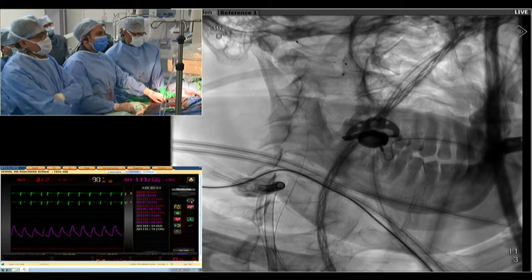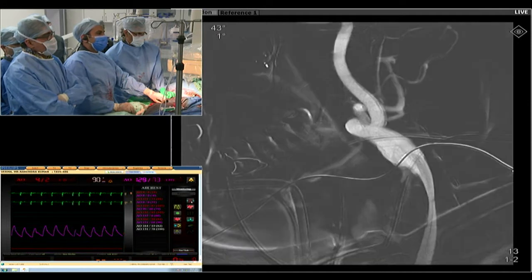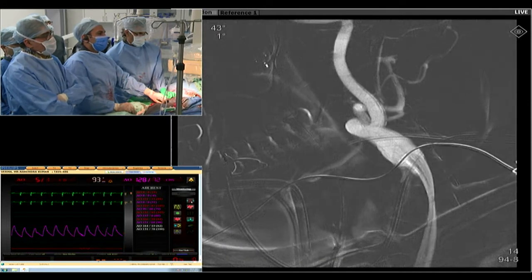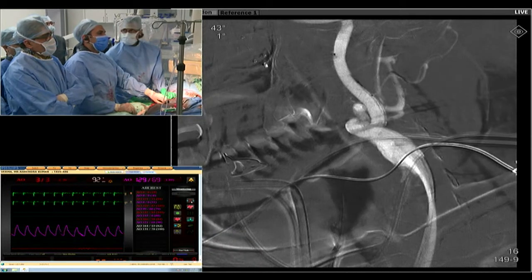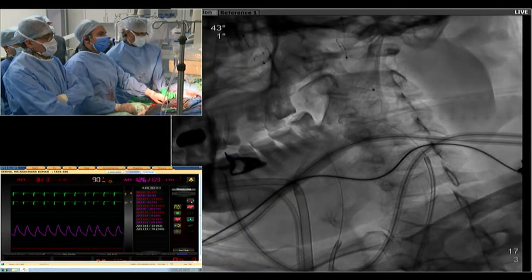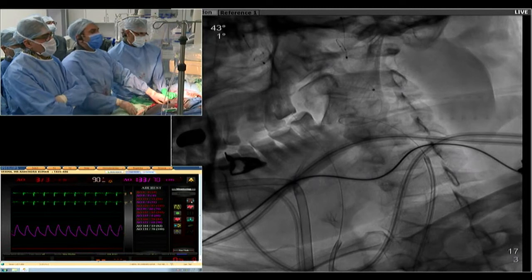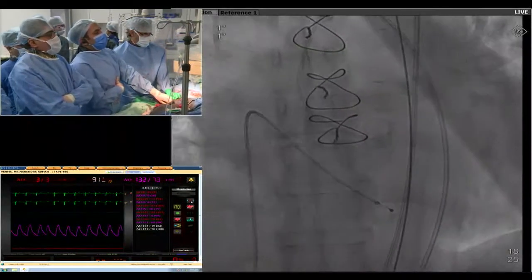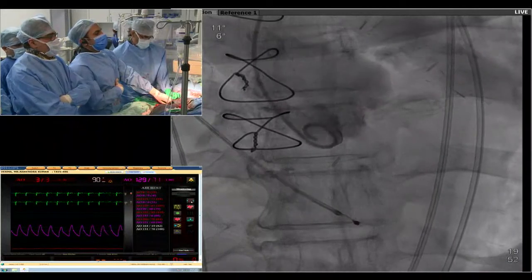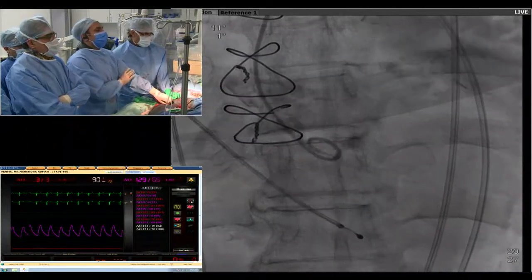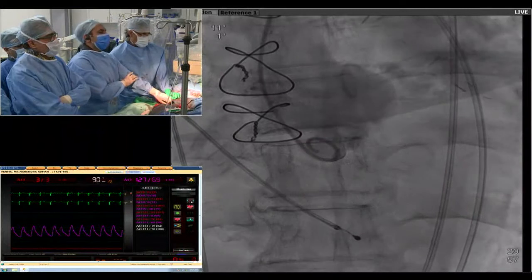This is the left side. Road map. Another 7 Spider filter in the left common carotid, left internal carotid artery. We put a pigtail. Put a pigtail from the left radial into the non-coronary sinus, and this is our root angiogram.